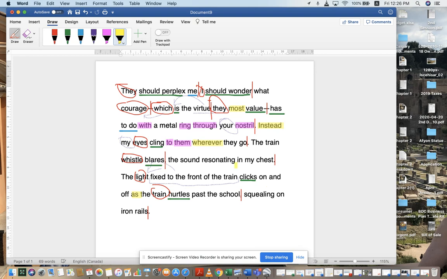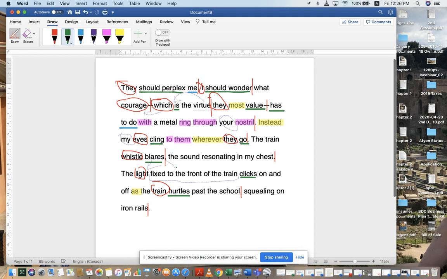Okay, wherever is introducing a clause here, which means our subject comes right after this. They go. Okay. Next, the train blares and the sound resonating in my chest. So the sound right here, after this comma, the sound in one way could be a subject, but in another it's a predicate nominative describing the whistle. Okay, it's the sound. So the train whistle blares, the sound resonating, which is the participle here, describing sound.